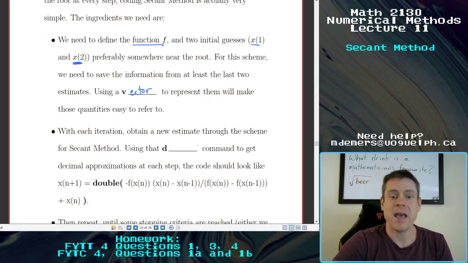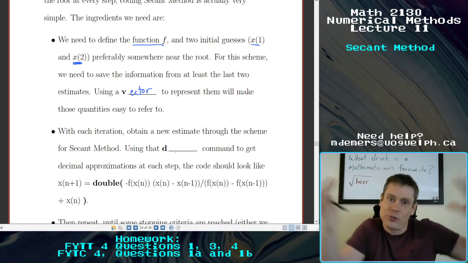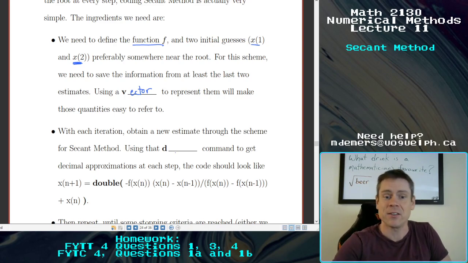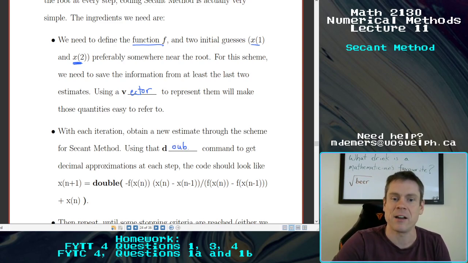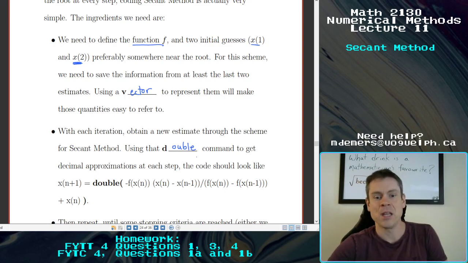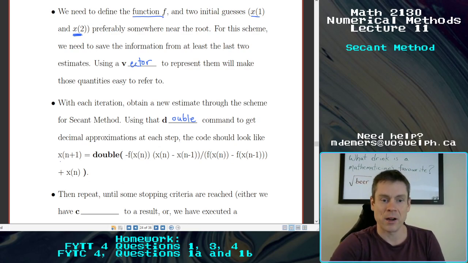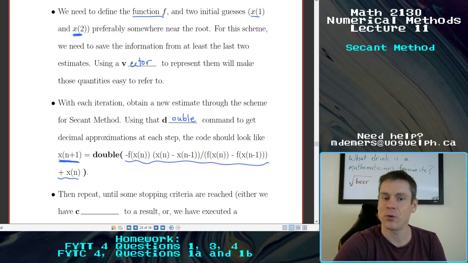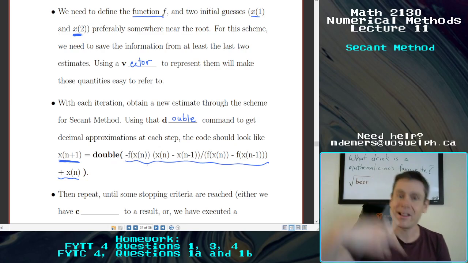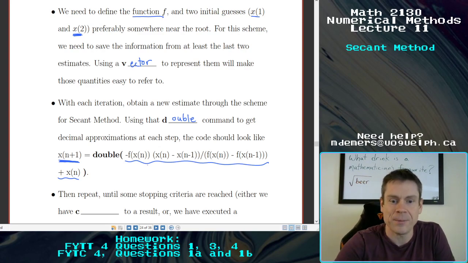secant method. And again, I'm going to emphasize that to make sure that your program doesn't lock up and accumulate too many symbolic things, you want to use a double command to flatten and get a numerical result at each step, so you can sub things back in. So your code should look something like this, where your xn plus 1, your next estimate, is equal to, and then this is the scheme put into code format, using xn as your estimates and f as the function. So this puts everything together.